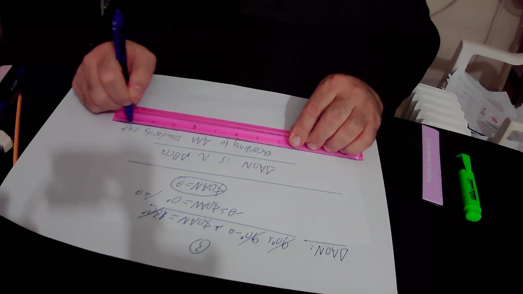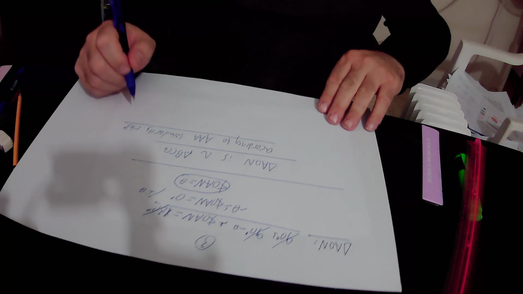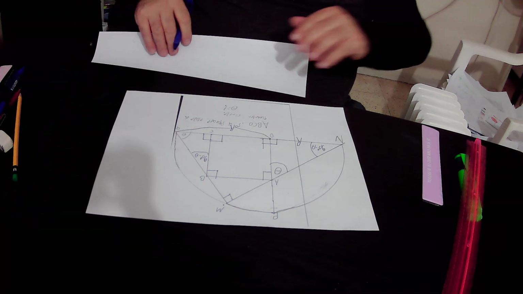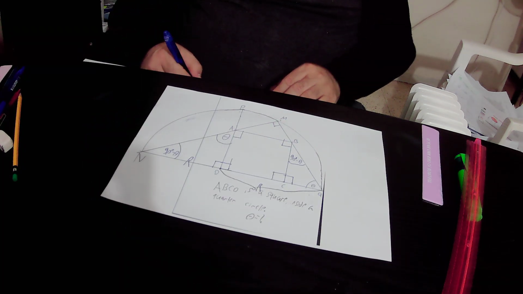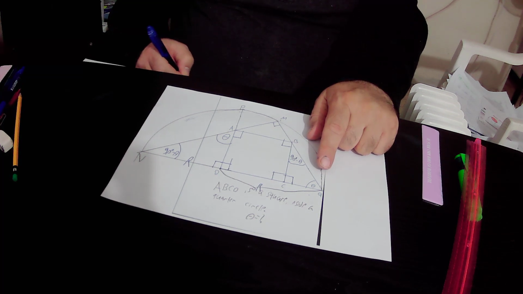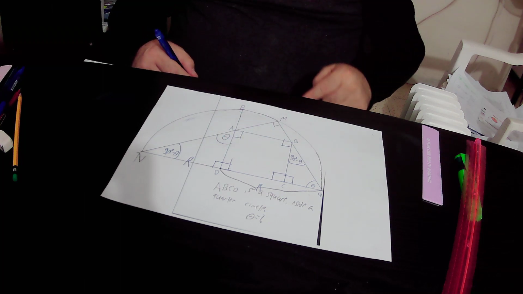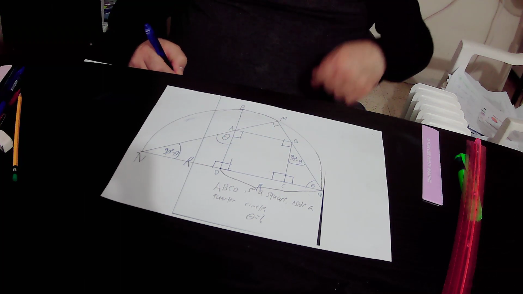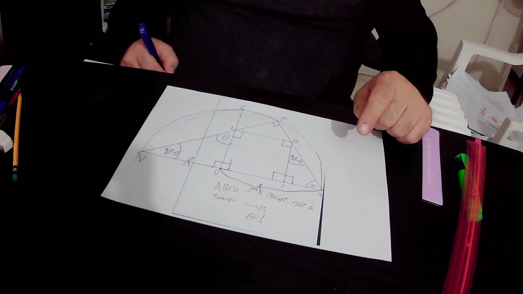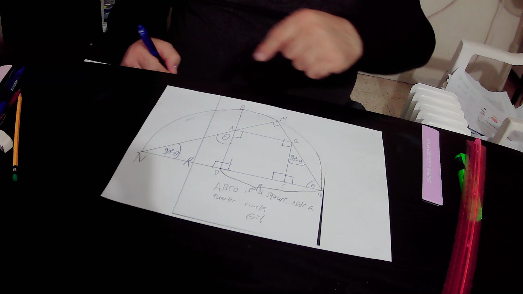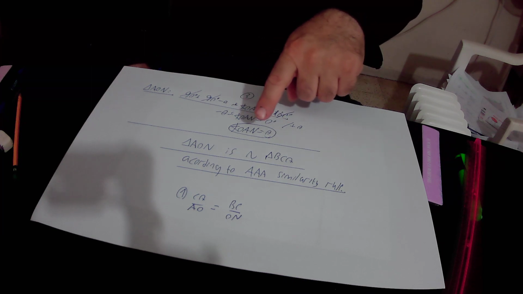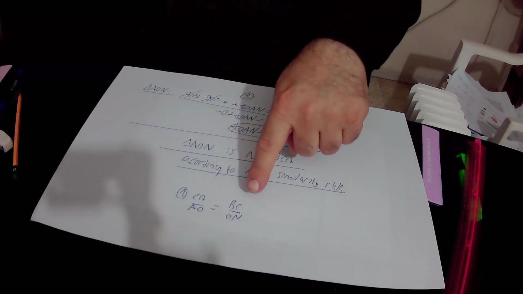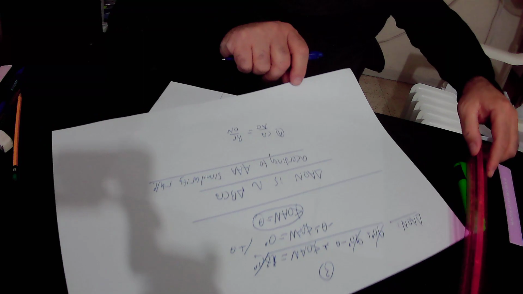From the fact that those two right triangles are similar to each other, we conclude that CQ over AO is equal to BC over ON. I will repeat again: from the fact that those two triangles are similar to each other, we conclude that CQ over AO equals BC over ON. Okay? So what is the value of line segment CQ?